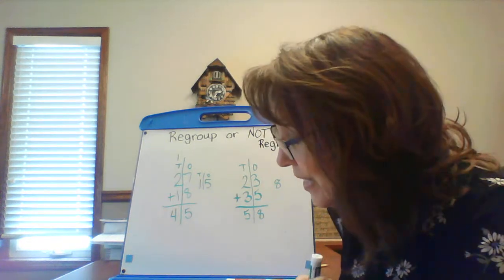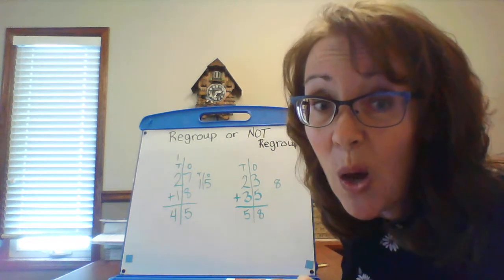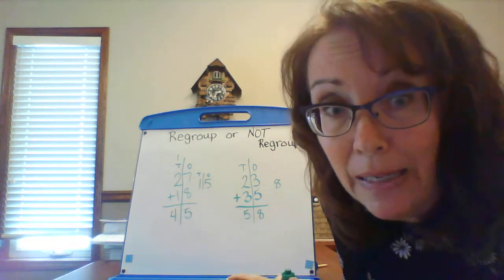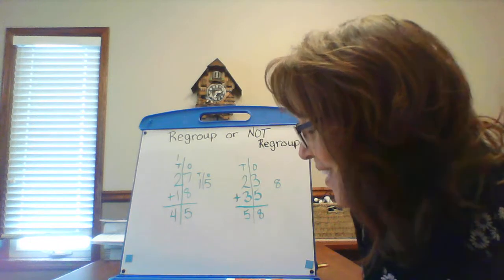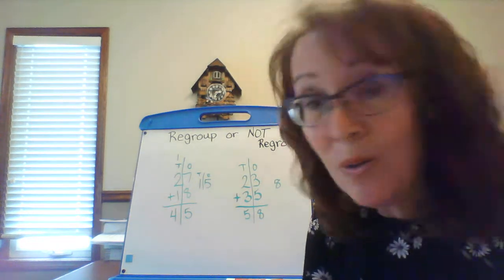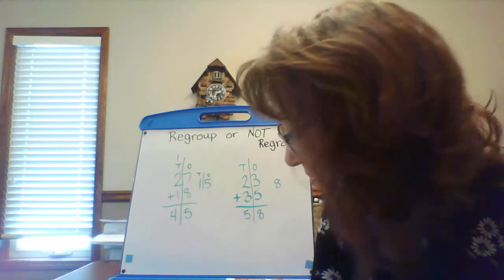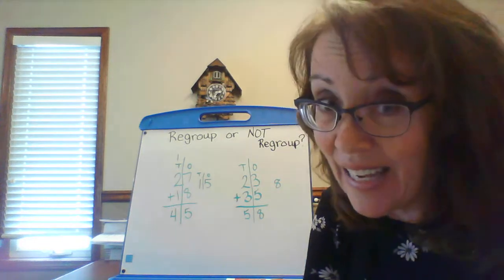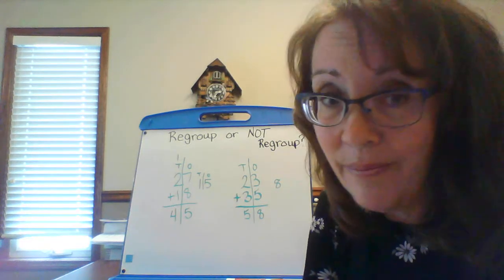If the number is 9 or less, you leave it alone. If the number is less than 9, you don't zoom it to the 10. If the number is 9 or less, leave it alone.